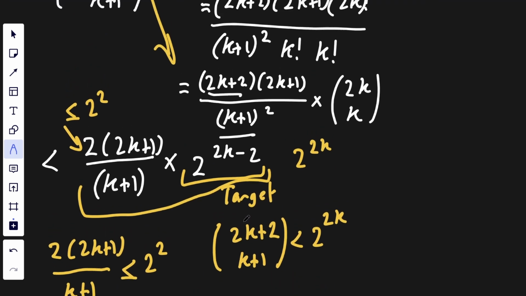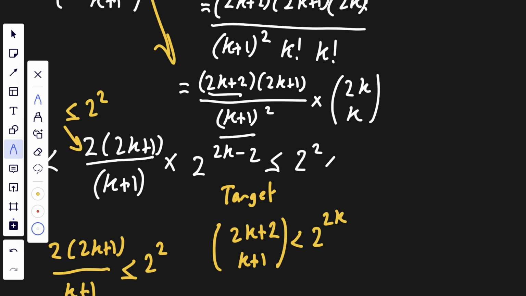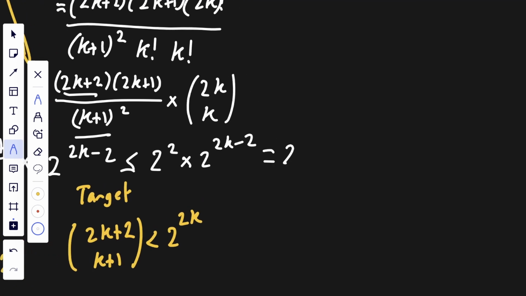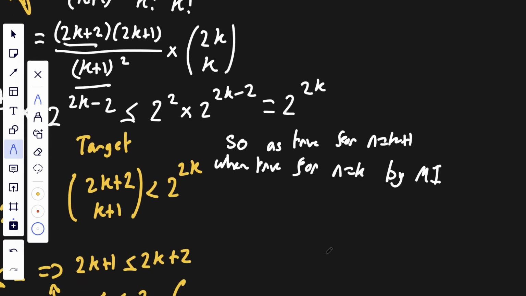So, rubbing this out, we get that this here is less than or equal to 2 squared times 2 to the 2k minus 2, which is equal to 2 to the 2k. So we've just used our target to get to where we want. So, true for n equals k plus 1 when true for n equals k, by MI, Mathematical Induction. Again, I'm abbreviating it, but you shouldn't do this if you're doing a test.